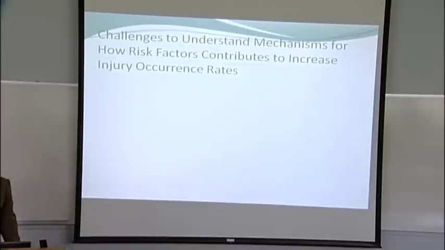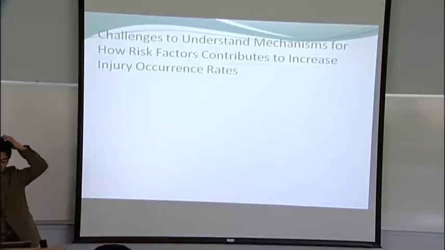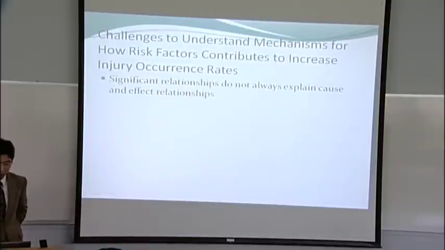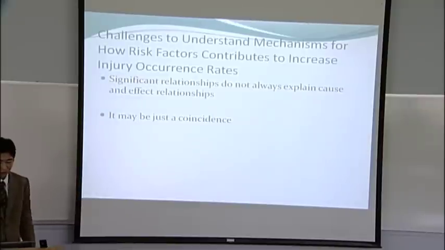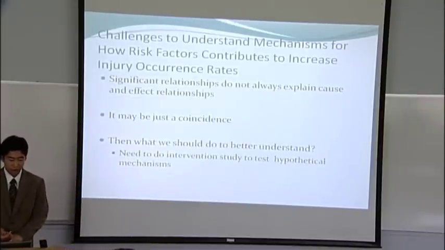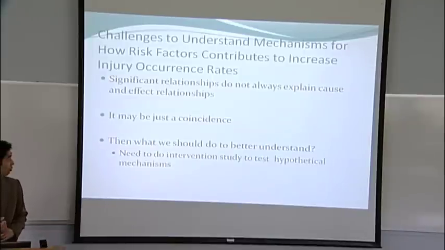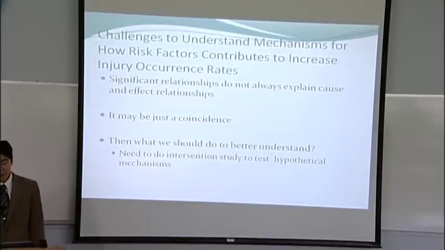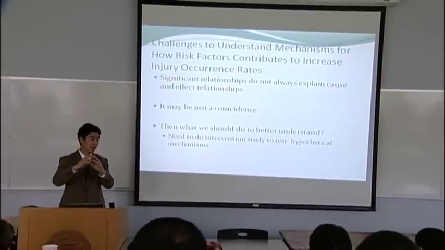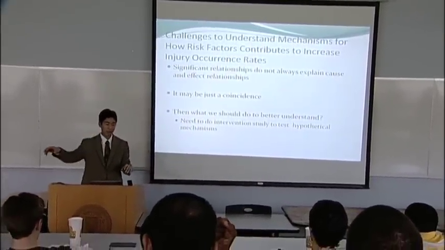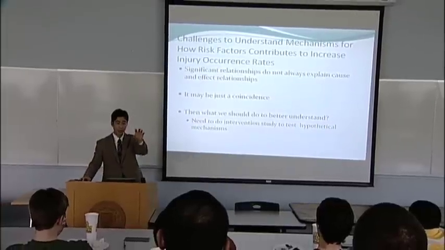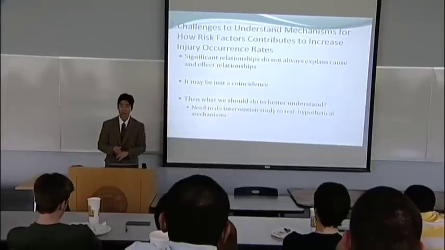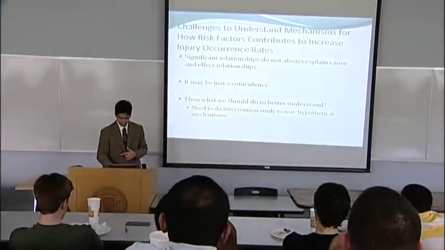So there is some challenge in understanding the mechanisms for how risk factors contribute to increased injury occurrence rates. I think the biggest one is that significant relationships do not always explain cause and effect relationships. So it may be just a coincidence. So what should we do? I think we need to do more intervention studies to test the hypothetical mechanisms. We have to have some hypothesis about how this risk factor leads to injury occurrence rates, and we try to modify that risk factor, then see the results. I think it's really hard to do those kinds of things, not easy.